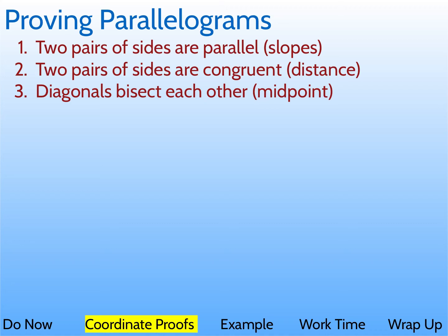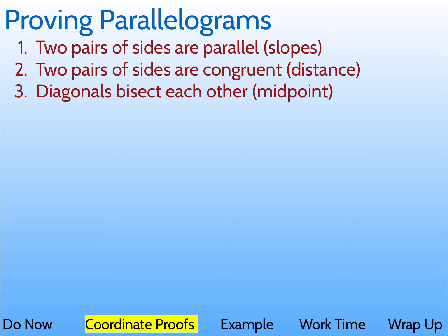Today in Coordinate Proof World, we're going to be proving parallelograms. So we're going to get 4 coordinates, and we're going to have to prove that something is a parallelogram. And there's 3 ways to do it. One way is you can prove that there are 2 pairs of sides that are parallel. And if you want to prove they're parallel, we'll use the slopes. That's the definition, maybe one of the easy ones.